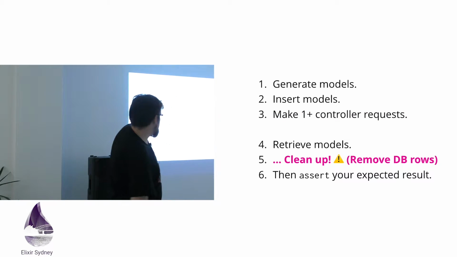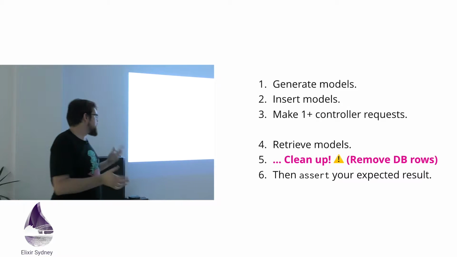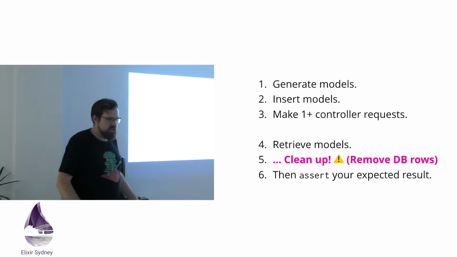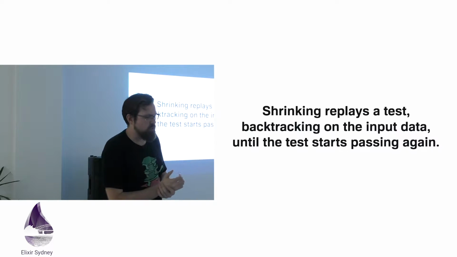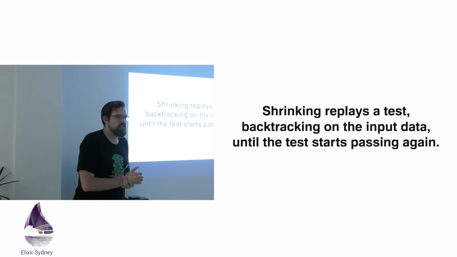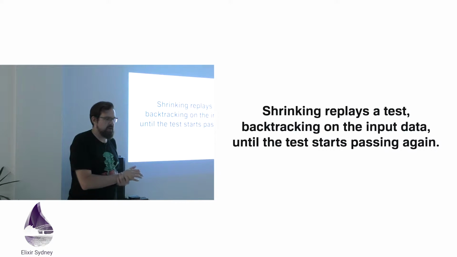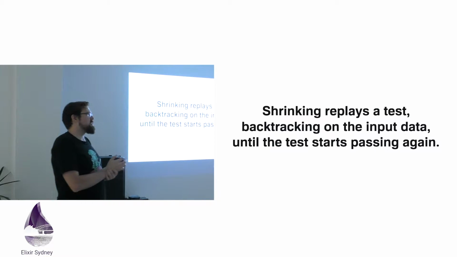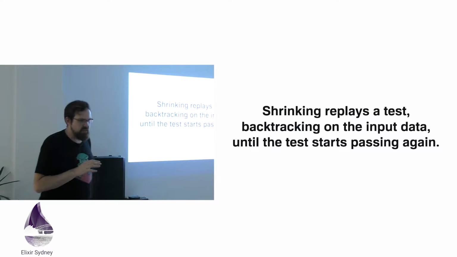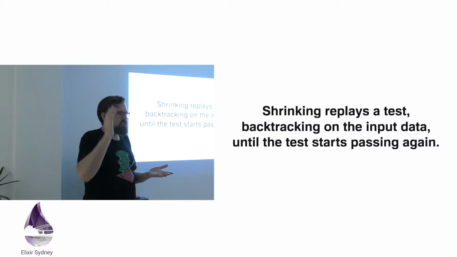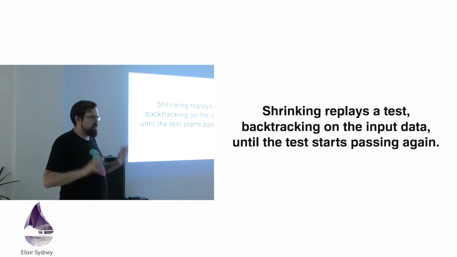Unfortunately, there's a little bit here which is a one-minute cleanup in a test, like removing database rows, and it all comes down to shrinking. Shrinking is the idea of replaying a test and backtracking on the input data until the test starts passing again. So let's say you've got a function that takes a number and does something valid on numbers below 5, but it breaks if you give it something above 5, in whatever nebulous fashion.